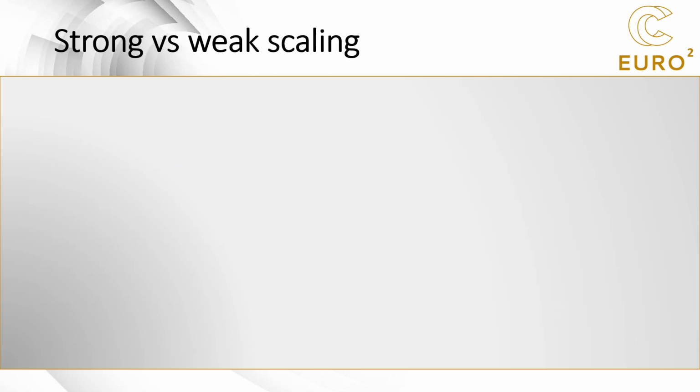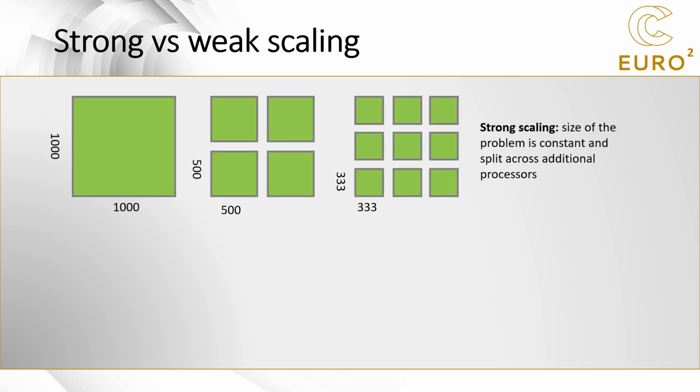The way of doing parallel computing we've just explained involves what is called strong scaling. In this case, a given problem is divided into smaller and smaller tasks when increasing the number of cores, but the total size of the problem is always the same. Here, a square represents the time spent by 1 core to solve one task.